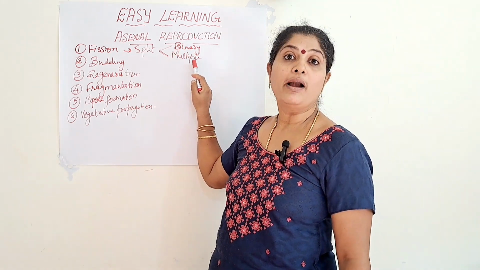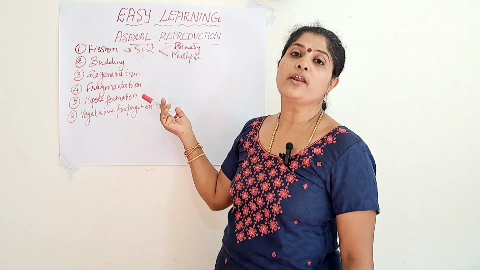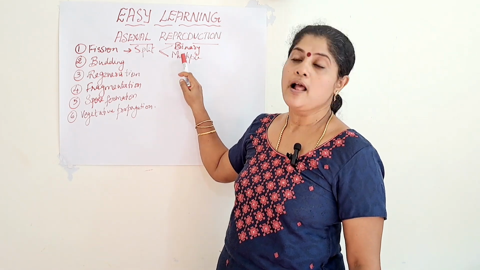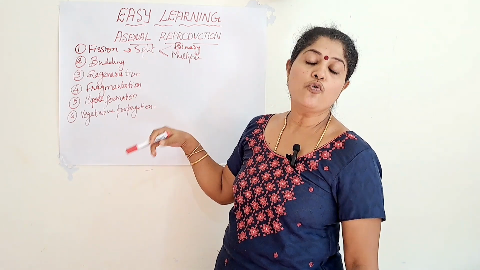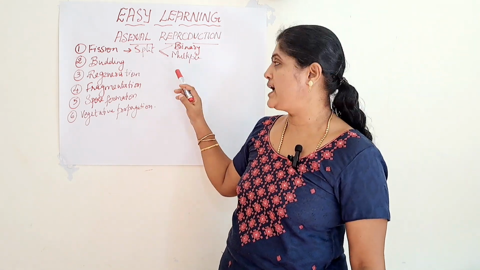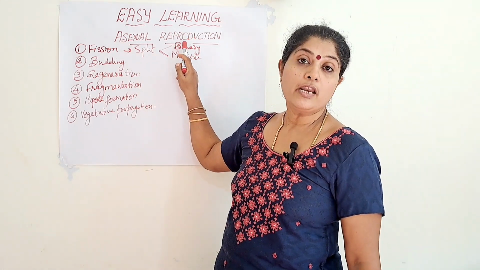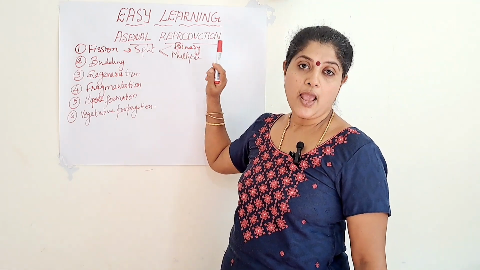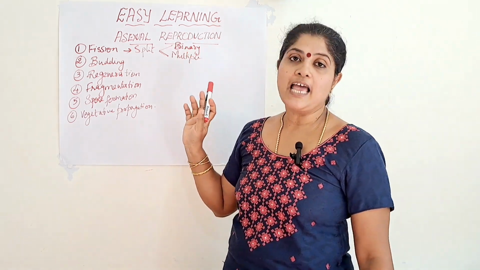And the second one is multiple fission. That is, from a single cell, a large number of new organisms are produced. Multiple fission means the parent organism splits or breaks into many new organisms. You should know the difference between binary fission and multiple fission. Binary fission takes place in amoeba, leishmania and paramecium. So these are the 3 examples for you to study.